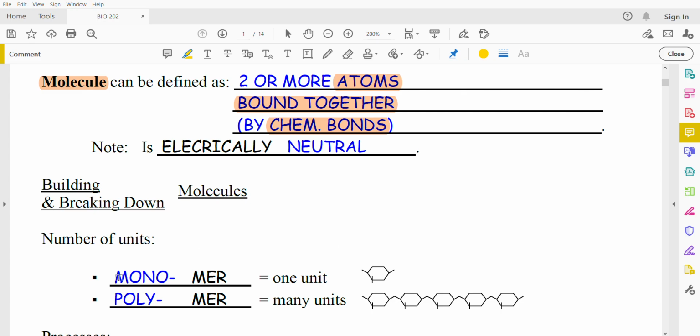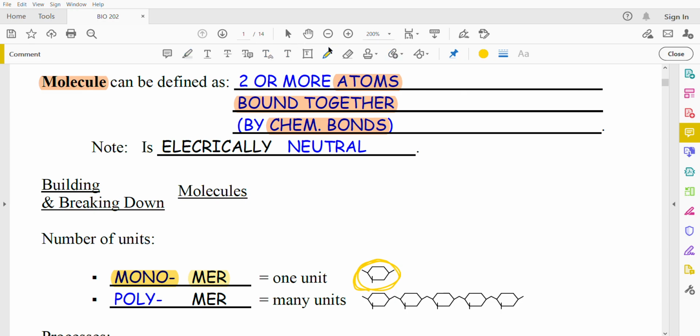If we only had a single unit, so that's shown in this model that I've included here as a sugar molecule, this would be a single sugar molecule. If that's the case, we talk about a monomer. So mono means 1, one unit only that we're seeing here.